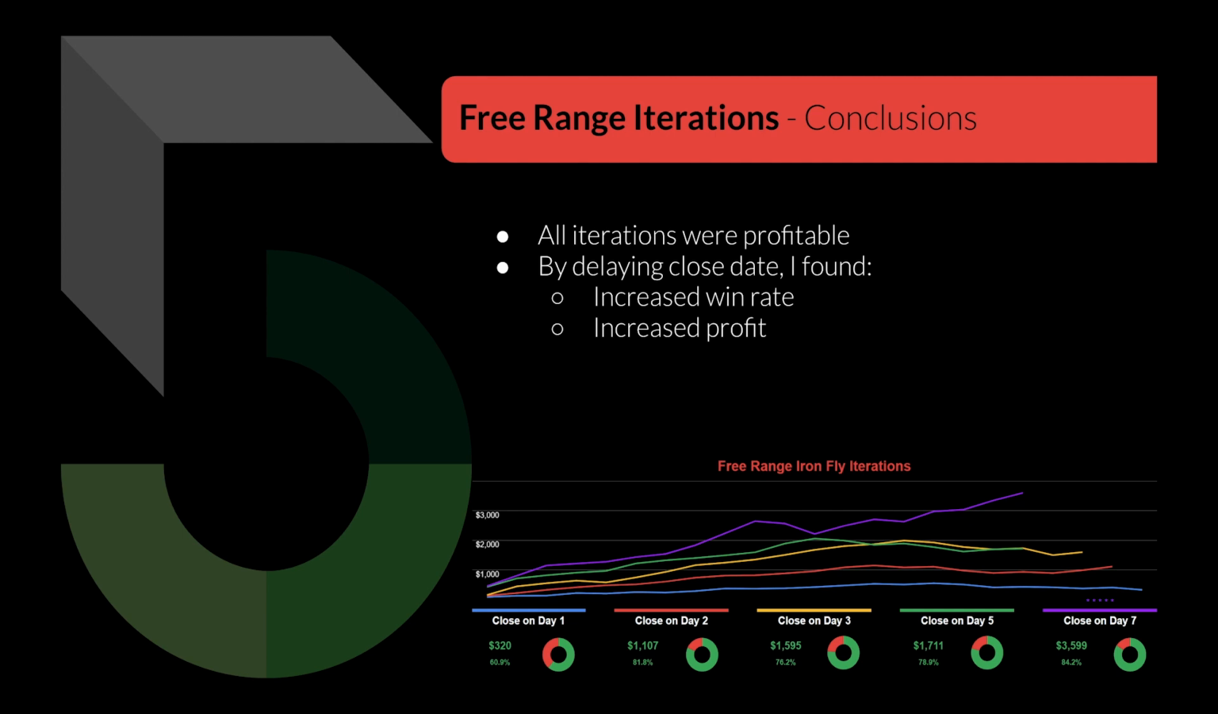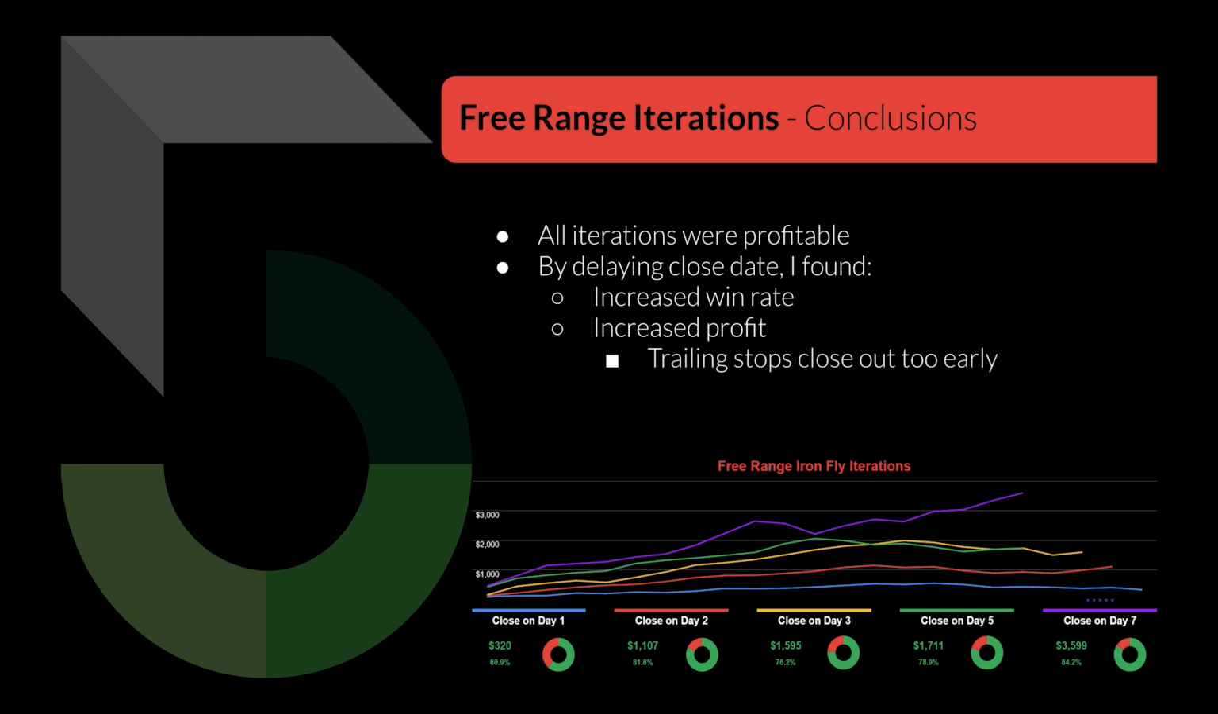The second thing I found, and I think it's probably the most obvious, is that there's just an increased profit. So if I close on day 1, $320 in profit, and this is after 20 trades or so. If I closed on day 7, the day of expiration, $3,599 in profit. So almost a 10-fold increase in profit just by holding it until the day of expiration.